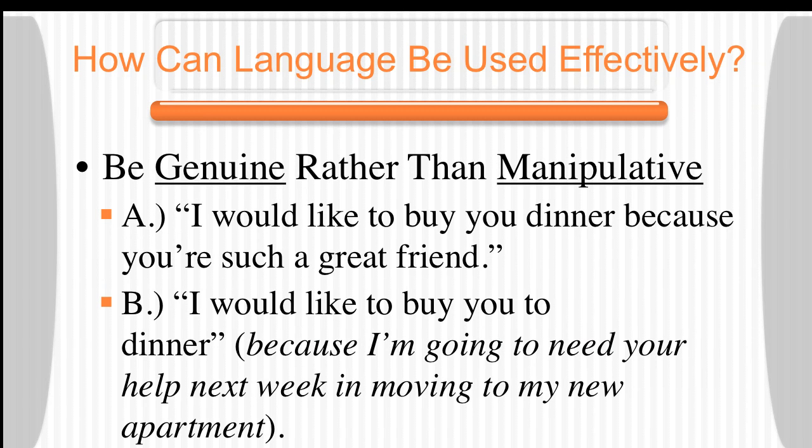Be genuine rather than manipulative. I would like to buy you dinner because you're such a great friend. I would like you to buy dinner, unsaid, unspoken, is because I'm going to need your help next week moving into my new apartment. Which is more effective?